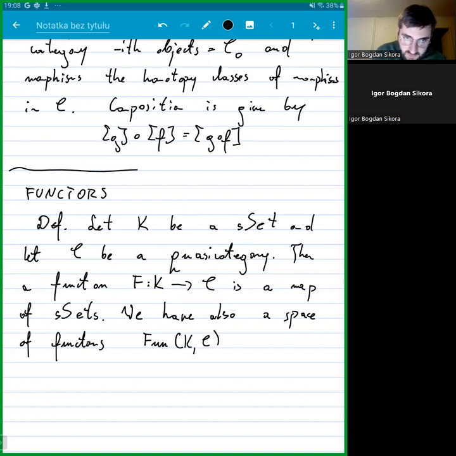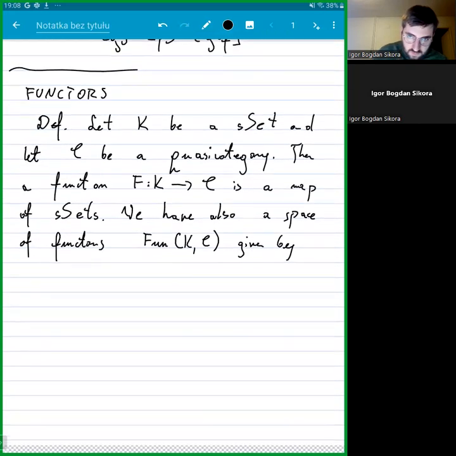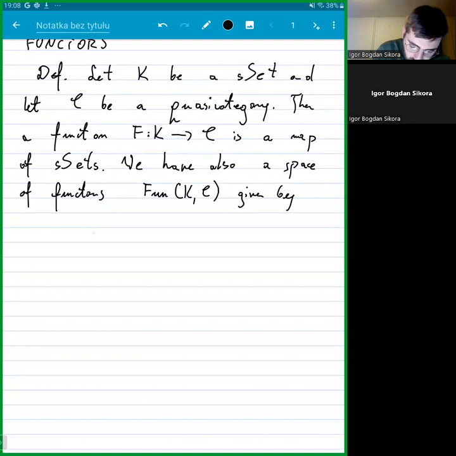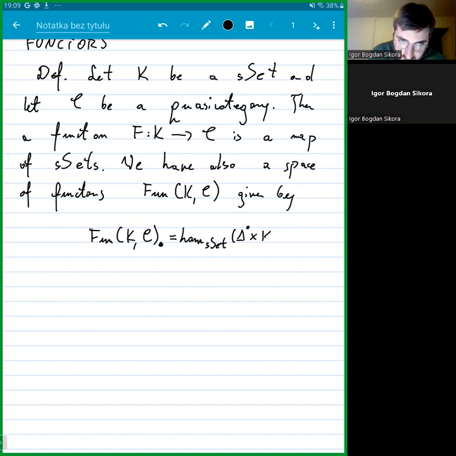From K to C, which is given by functors from K to C. So this is supposed to be a simplicial set. So I will put this bullet over here, and this is equal to morphisms in simplicial sets of bullet simplex times K to C. And this whole space of functors is, of course, a simplicial set.